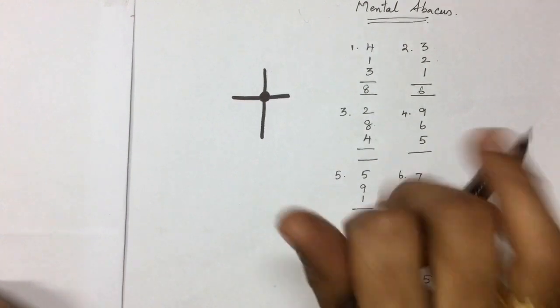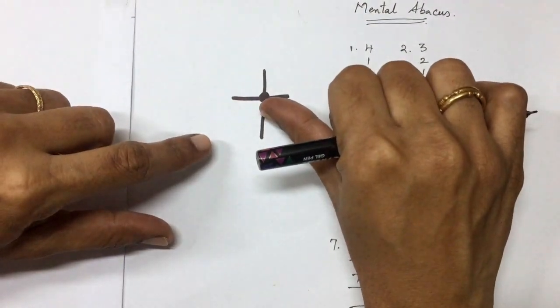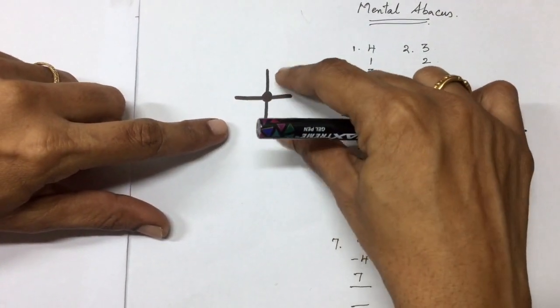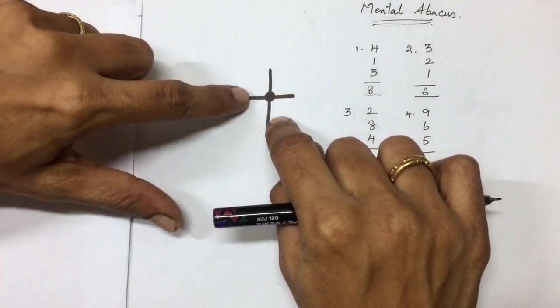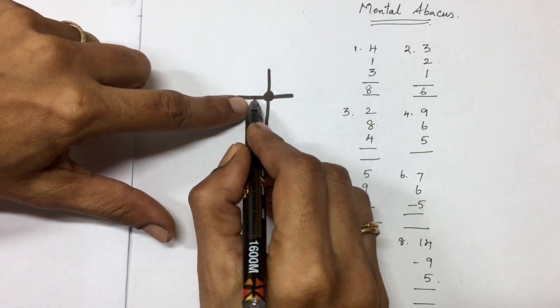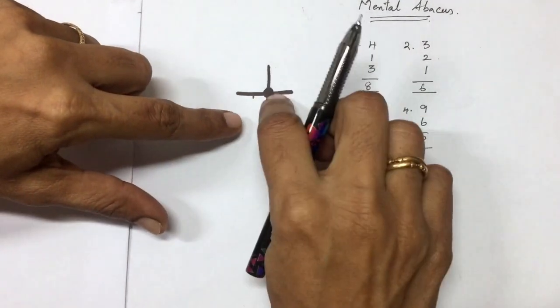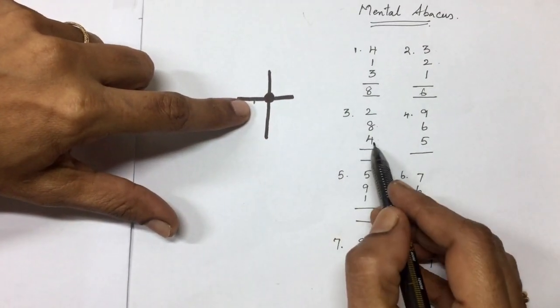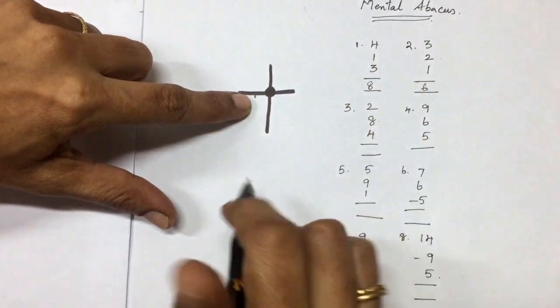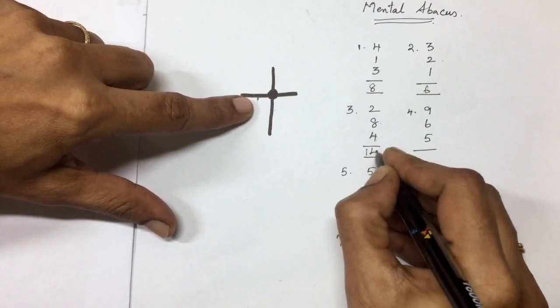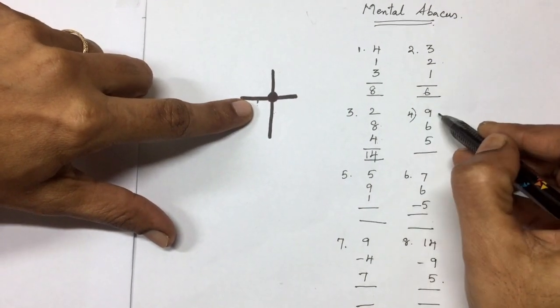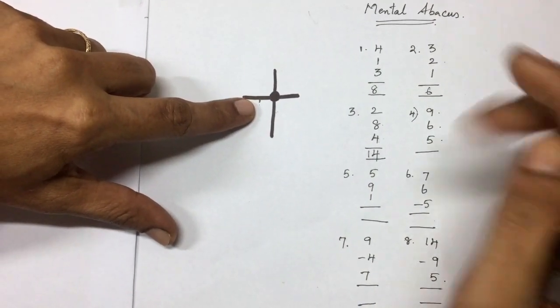2, 8, 4. Add 2. To add 8 directly is not possible. To add 8, minus 2 plus 10. Here we should imagine here also. So minus 2 plus 10. Next 4 directly. Answer is 10 and 4. Answer 14.